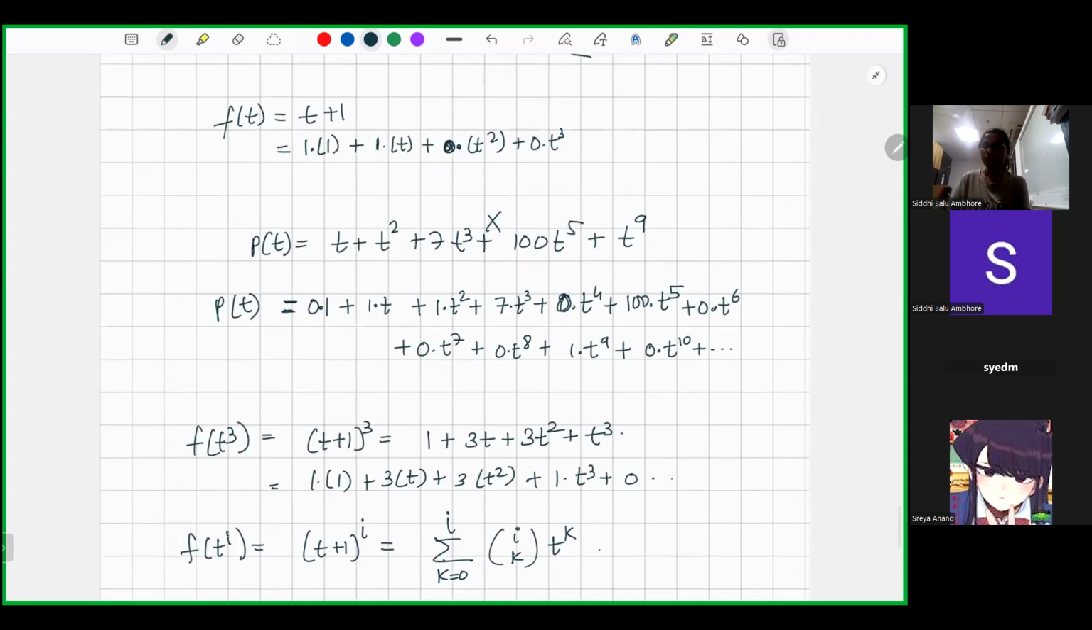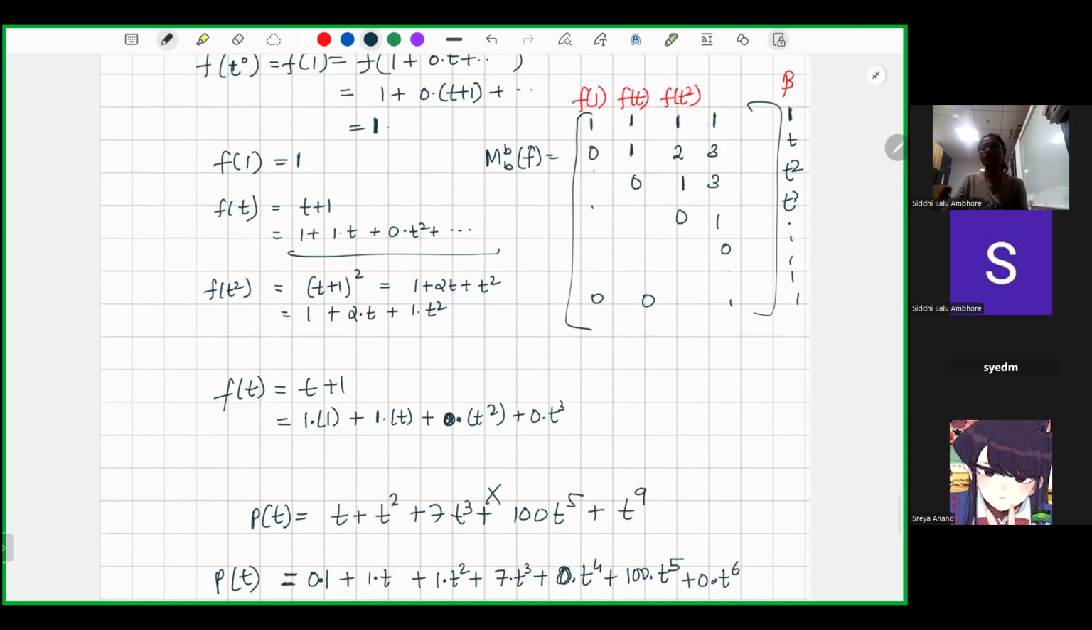So therefore the matrix here becomes, that's what we are getting here also. This is 3C2, this is 3C1. I mean, this is 3C0, 3C1, 3C2, and so on. Okay, so that's what we are getting everywhere.